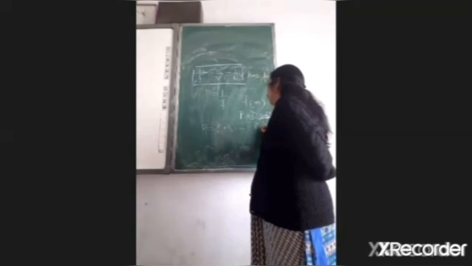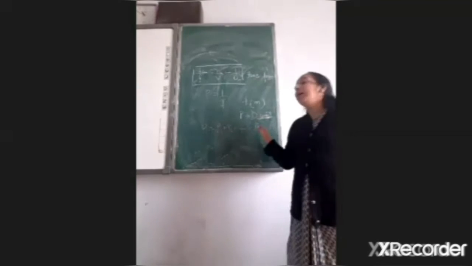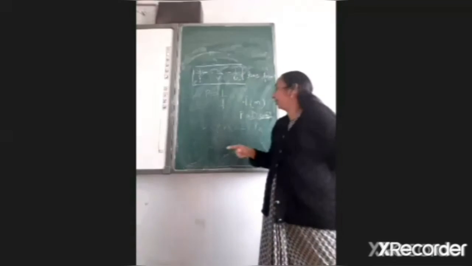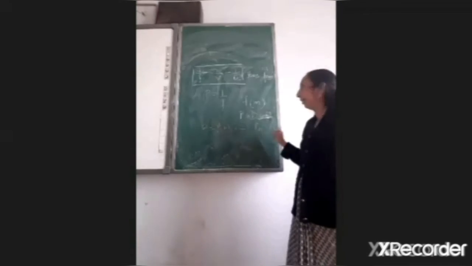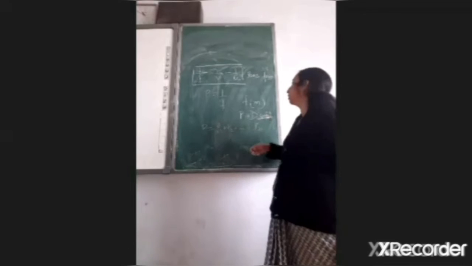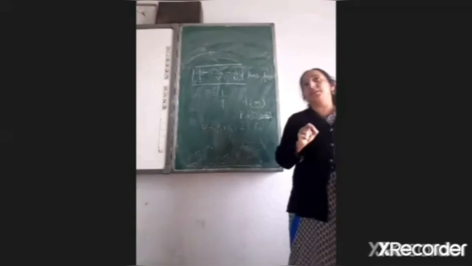How many lenses we have? If we have n lenses, then the power of the combination of the lenses is always P1 plus P2 plus P3 up to Pn. Always focal length should be in meters. Keep in your mind, focal length should always be in meters.